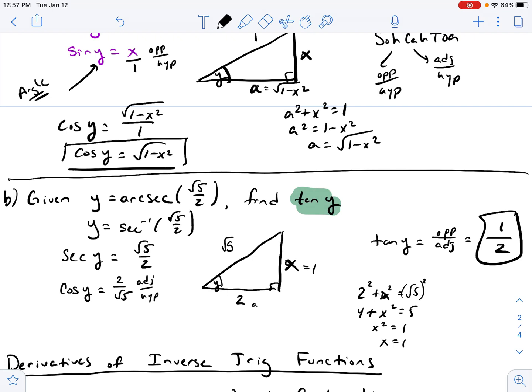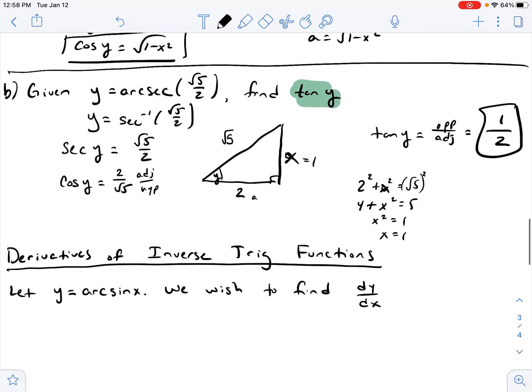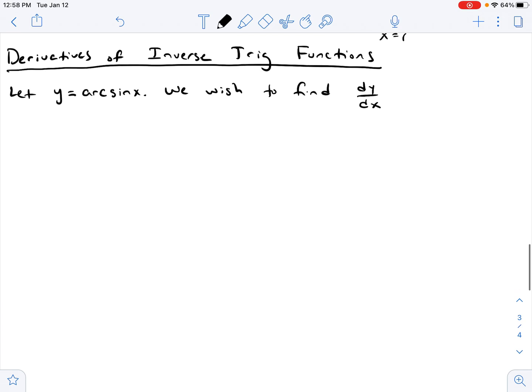So again, given an inverse trig value, you should be able to come up with other trig values by drawing right triangles. You're using SOHCAHTOA and the Pythagorean theorem for those. And now to get into the calculus of this stuff, let's talk about taking derivatives of inverse trig functions. I'm going to go through one with you, and then I'm just going to give you the formula for the rest.